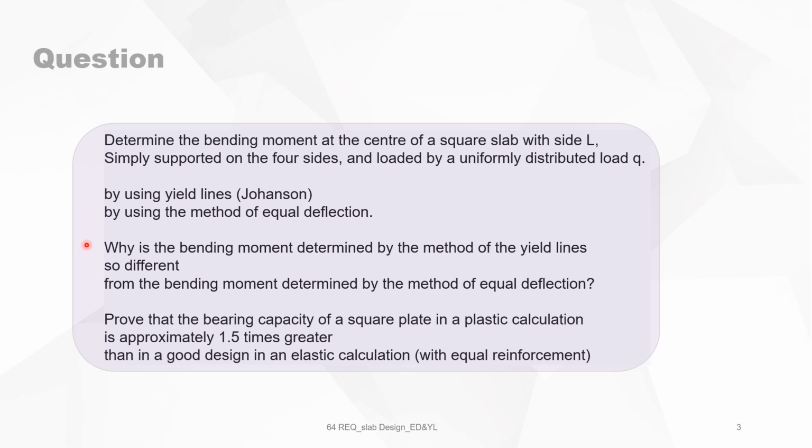Why is the bending moment determined by the method of yield lines so different from the bending moment determined by the method of equal deflection? And the second question, prove that the bearing capacity of a square slab in a plastic calculation is approximately 1.5 times greater than in a good design in an elastic calculation with equal reinforcement.